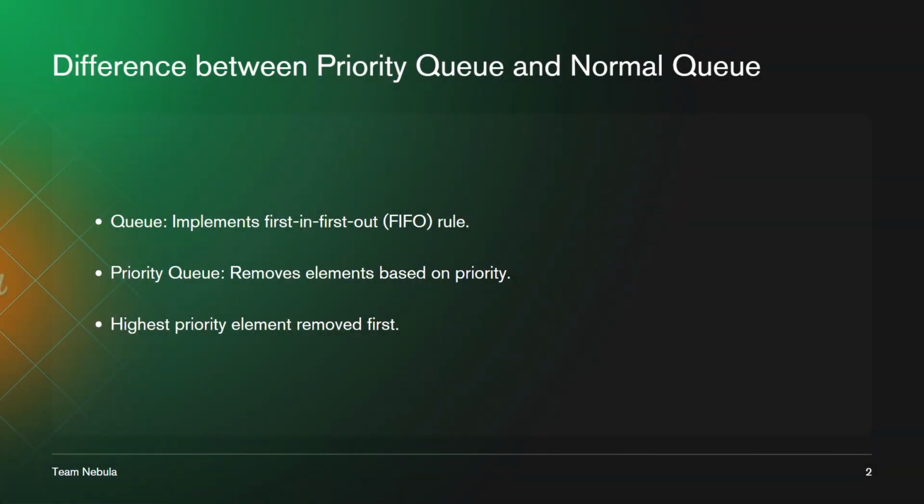Difference between priority queue and normal queue. In a queue, the first in first out rule is implemented, whereas in a priority queue, the values are removed on the basis of priority. The element with the highest priority is removed first.